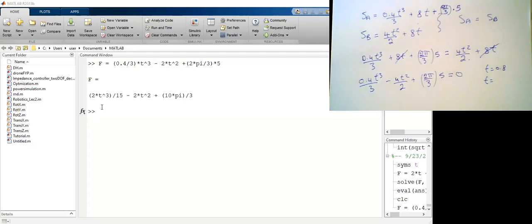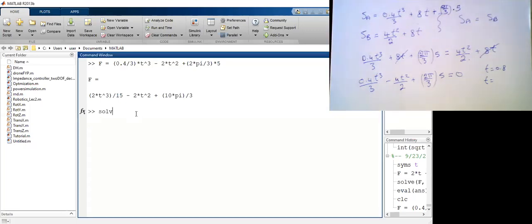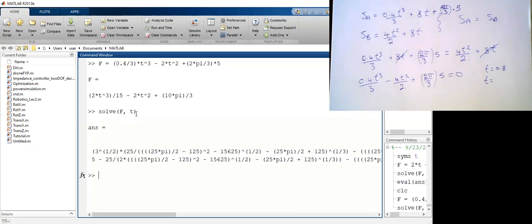So this is my symbolic F, right? Now I can solve F as a function of time, or I can solve it for F equal to 5, 3, whatever it is. When I'm doing this, it automatically assumes that I'm solving F equal to 0 as a function of time.